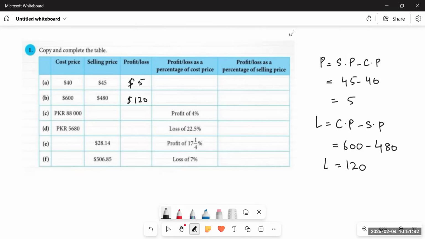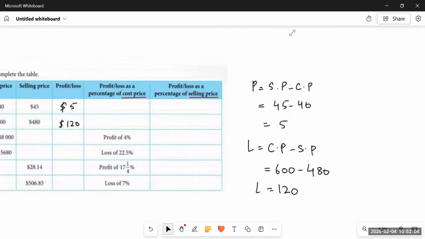Okay, now let's talk about how to calculate the percentage. If we have to calculate the percentage of profit or loss, whatever we have made, as a percentage of cost price, then what will happen? And if we have to find out the profit and loss as a percentage of selling price, then what we have to do? These are the two different types of questions that we have to deal with.